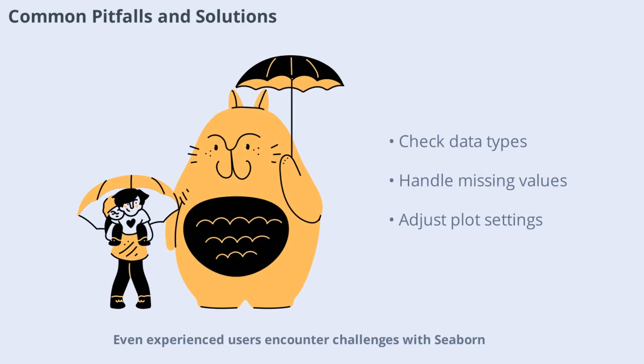Even experienced users encounter challenges with Seaborn. Common issues include mismatched data types, missing values, or overlapping plot elements. The good news is that most problems have straightforward solutions, such as cleaning data or adjusting plot parameters. Let's discuss some typical pitfalls and how to resolve them for smooth plotting.